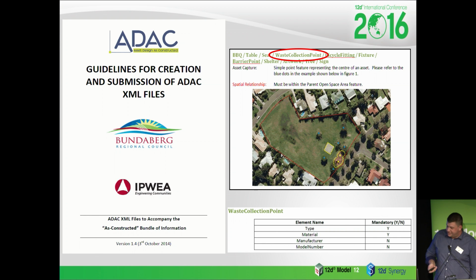we can see it's captured as a single point, and it does have a spatial relationship with other ADAC objects, in that the waste collection point must be within a parent open space area, which is also known as a park, and below that is a description of the elements available to describe the waste collection point. So here there's 4 elements identified by ADAC, and there's only 2 required as mandatory by council.